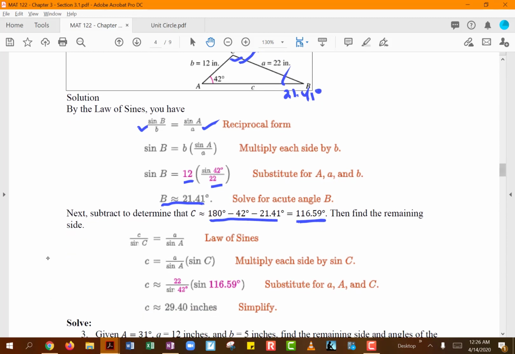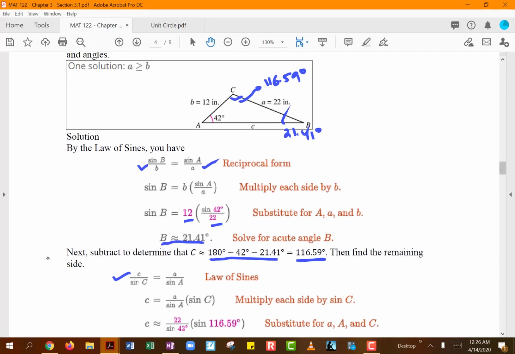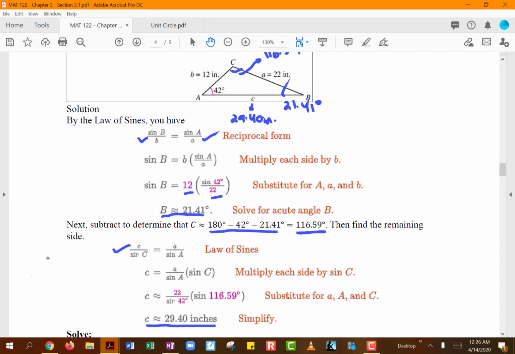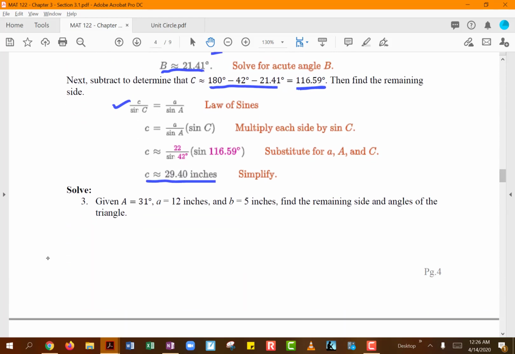So we can go ahead and find our missing angles, and then the only thing left to find is side C. And again, you can see we are using the law of sines over here, going through our calculations, and you get side C as 29.40 inches. So that's 29.40 inches on your side C. So, like they said, there's only one triangle that would satisfy these conditions.